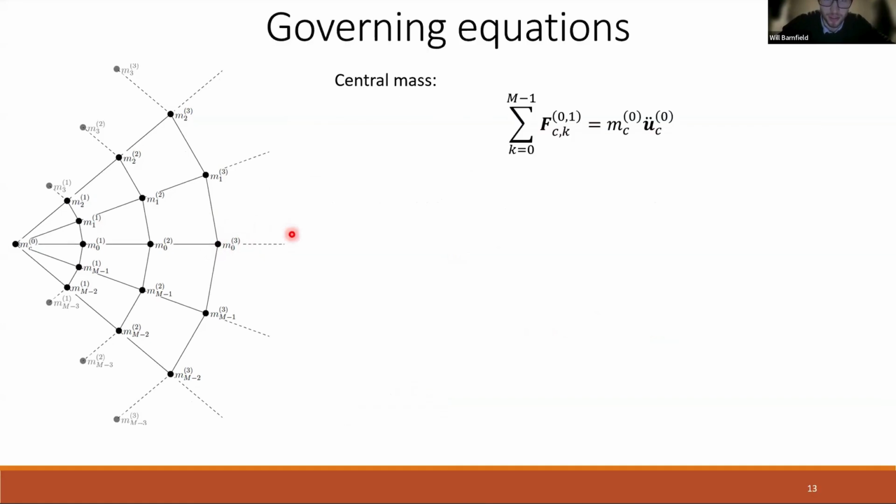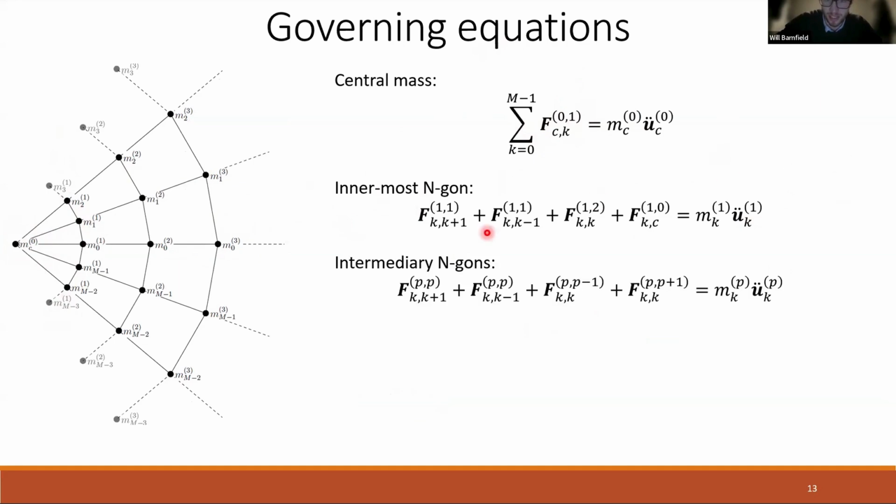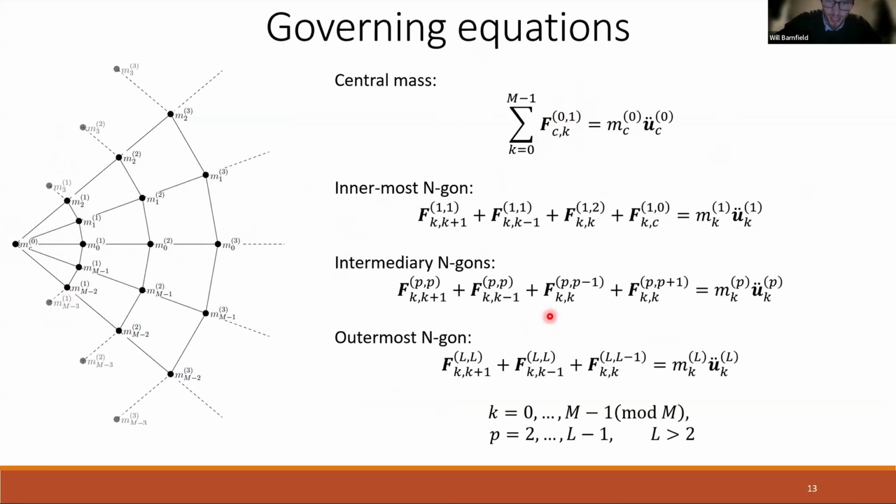And in the next slides, I'll just mention these. So for the governing equations of the system, they're tweaked ever so slightly. For the central mass here, we now have this 0, 1, and this denotes the central mass is lying on rim 0. I'll alternate between N-gon and rim, and it's connecting to rim 1. So apart from that, it's the same as before. For the innermost N-gon, lying on rim 1, we have these equations, for intermediate N-gons, these ones, and for outermost N-gons, these. So outermost would be one of these if we didn't have this.